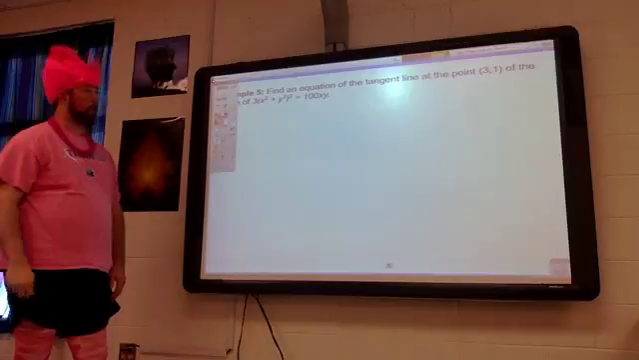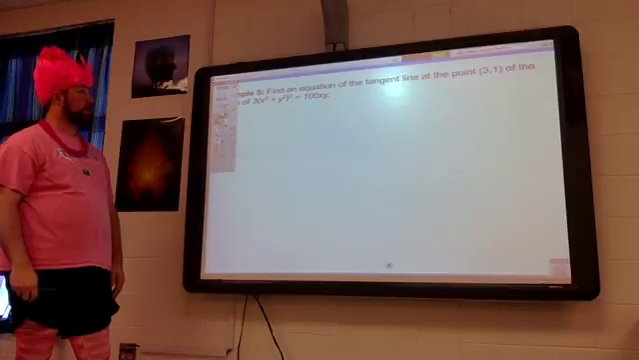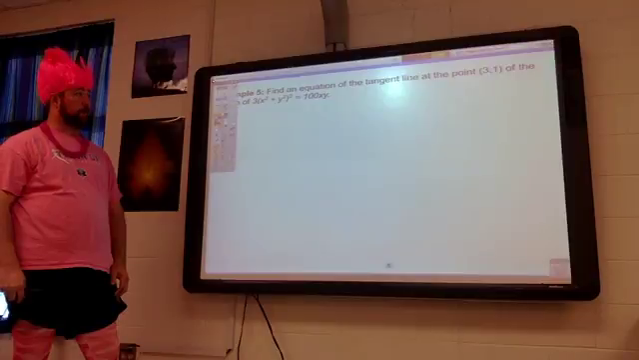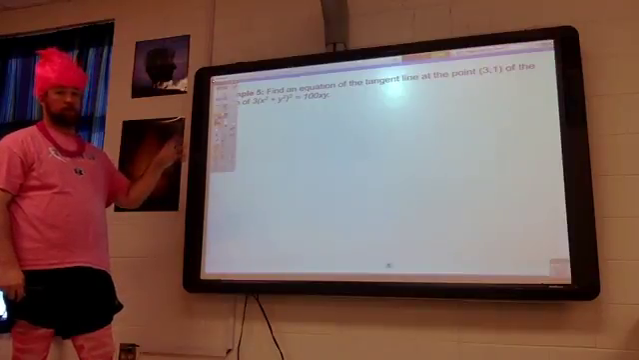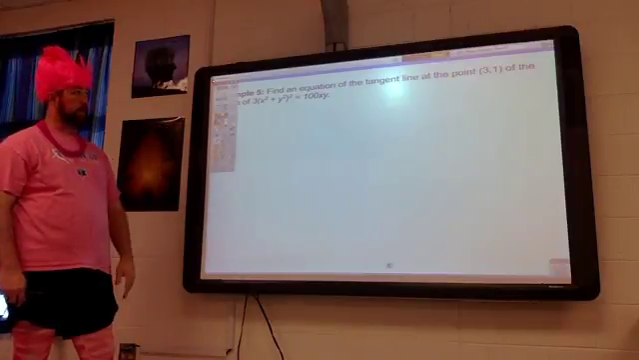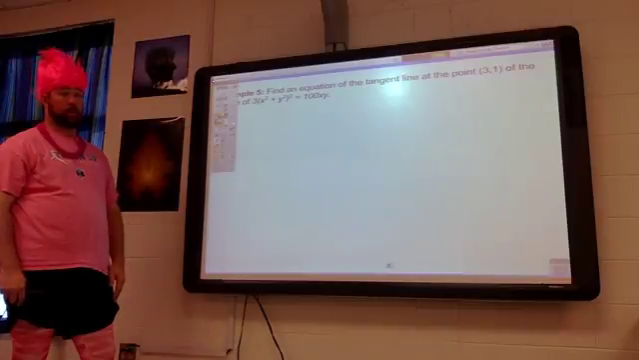All right, example 5. Find an equation of the tangent line at the point (3, 1) of the graph of 3 times (x squared plus y squared) squared equals 100xy. That's kind of a cool looking graph, I think. If you want to, you can go over to Desmos.com, the Desmos graphing calculator. You can actually type in implicit equations and it'll graph it for you. But we want to find the equation of the tangent line at the point (3, 1).